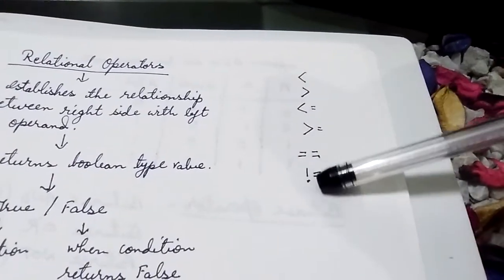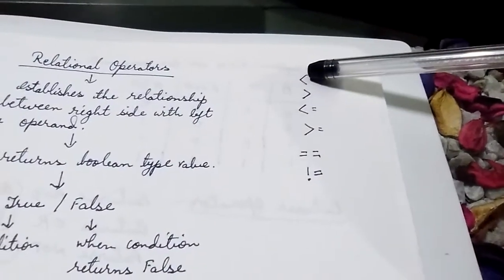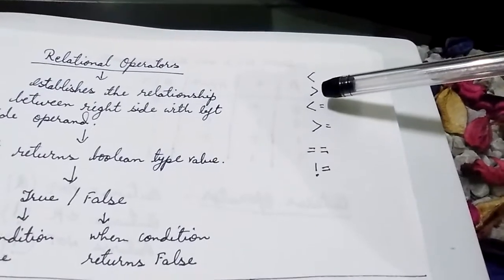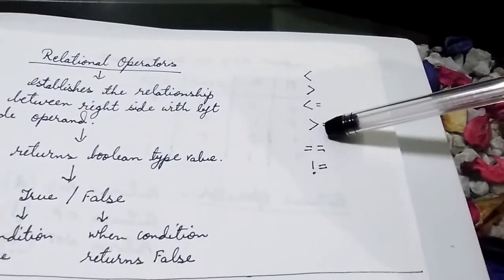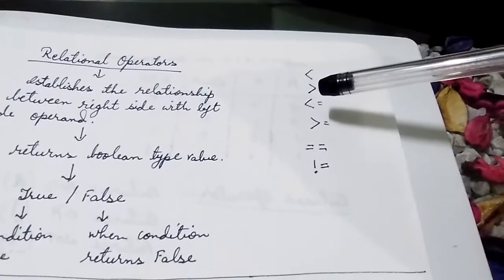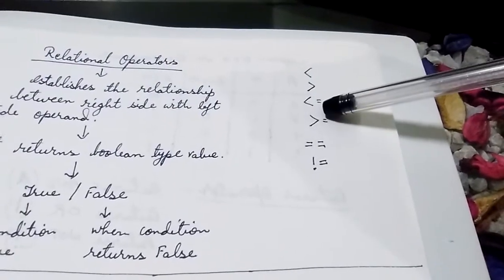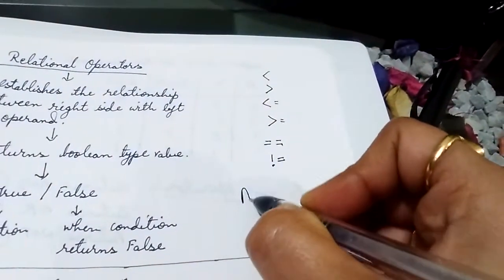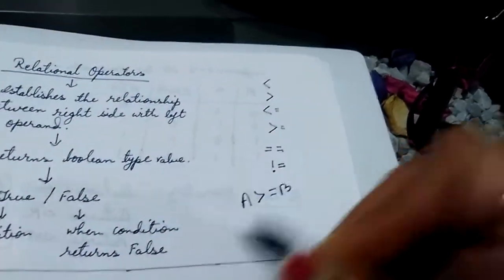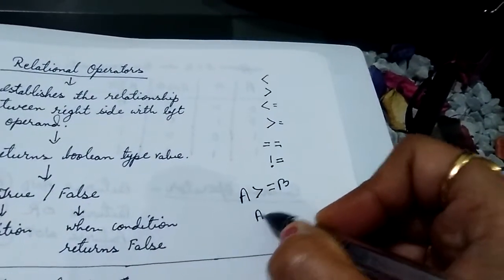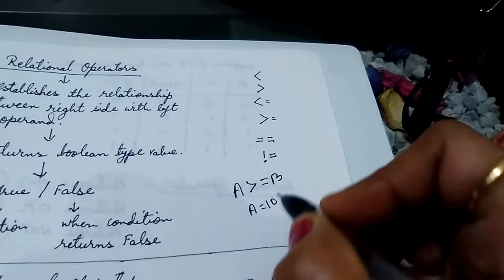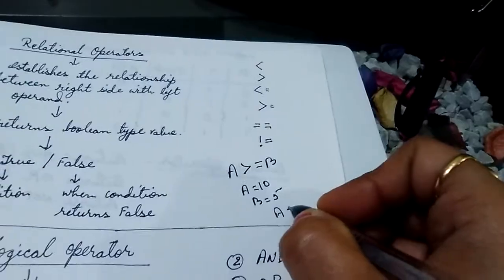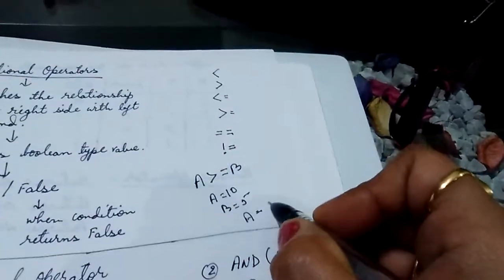In these relational operators, you will be aware of all of these, but the important ones are less than, greater than, less than equal to and greater than equal to. Now this is used to check for two conditions. Like if I write A is greater than equal to B and A is 10 and B is suppose 5, and after each iteration A is decreased by 1.